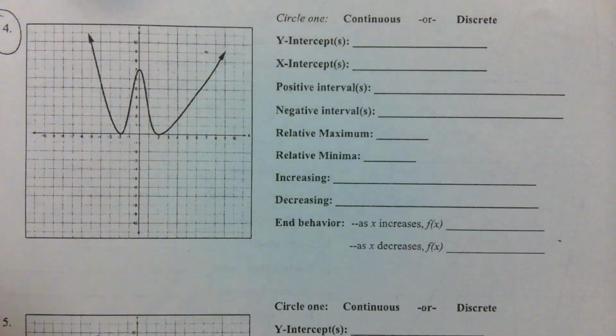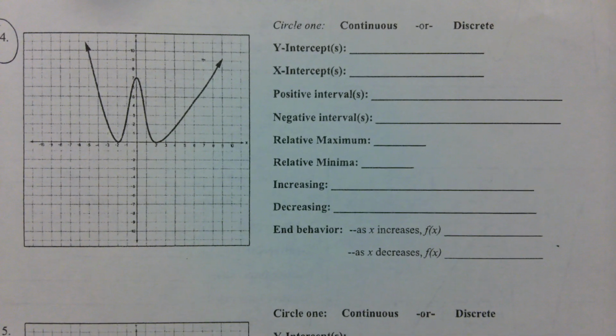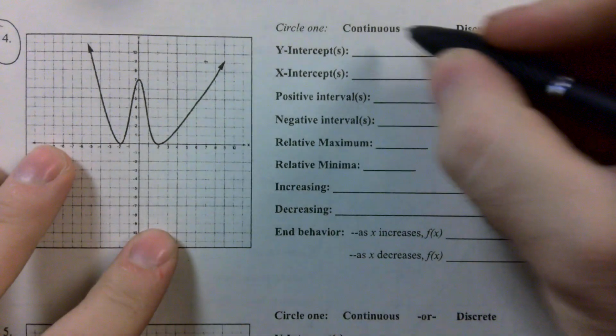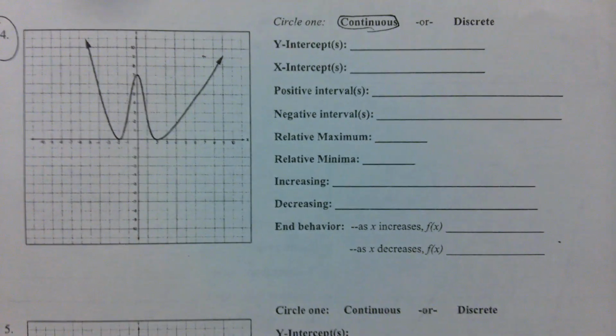So for number 4, continuous or discrete? What do we think? Thumbs up, continuous, thumbs down, discrete. What do we think? Thumbs up, right? I see a line. That's obviously going to be continuous.